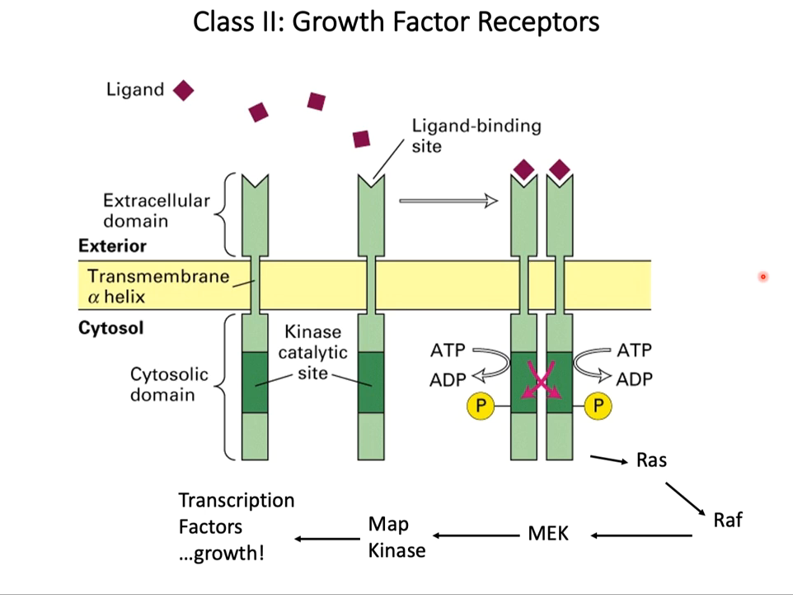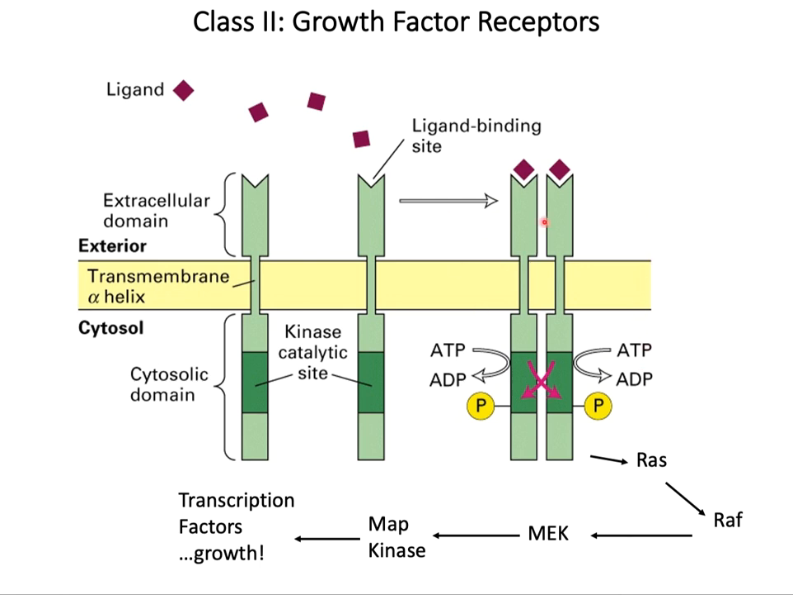So the class 2 proto-oncogenes are the growth factor receptors, and we talked about that in part 1. I just want to remind you the most common members of this class are the receptor tyrosine kinases on the cell surface. So let me just remind you how the receptor tyrosine kinases work. You know that they are normally monomeric. They have an extracellular domain that binds ligand, and they have a transmembrane alpha helical region and a cytosolic domain that contributes to the kinase catalytic site.